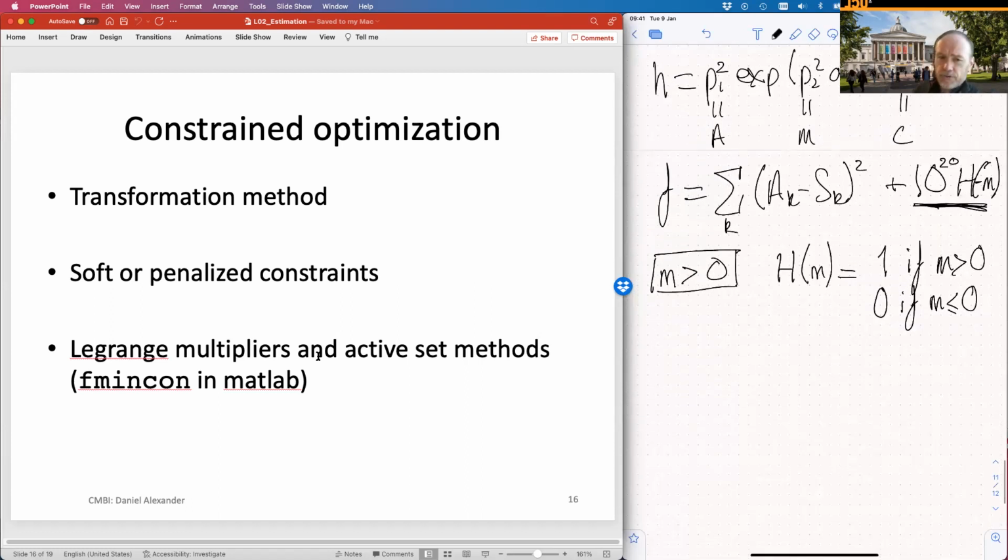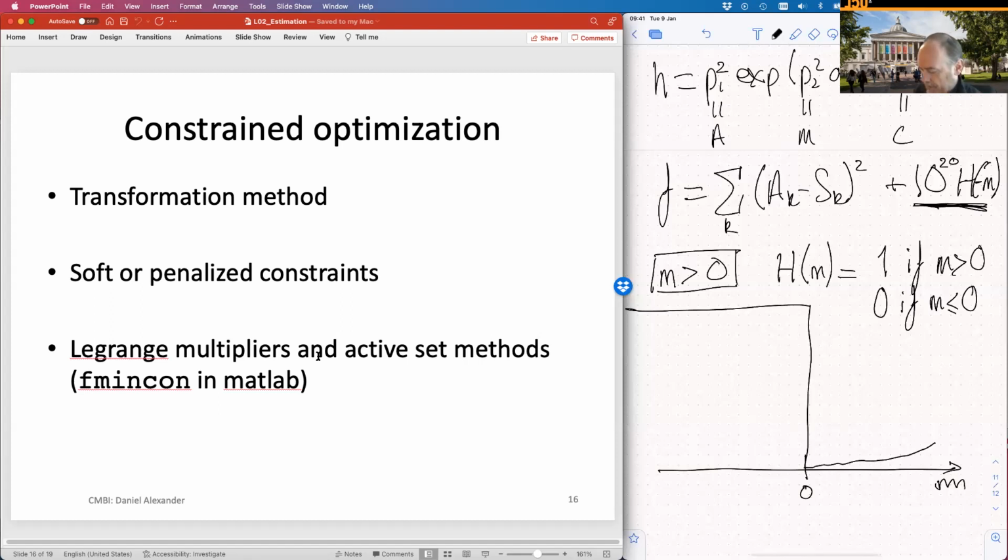So that's a very simple penalized constraint. A bit of a brutal solution, because if we were to plot the objective function as a function of M, let's say 0 is here, the objective function might be nice and smooth all the way down to 0 and then suddenly fires up to 10 to the 20. It has a massive discontinuity at 0, which can be a little bit difficult to handle for an objective function.